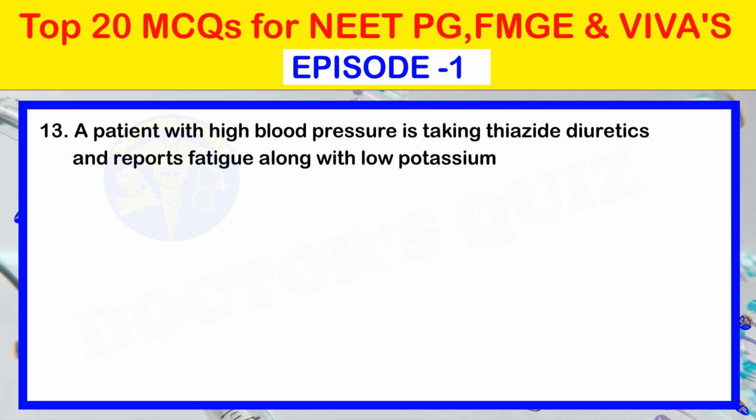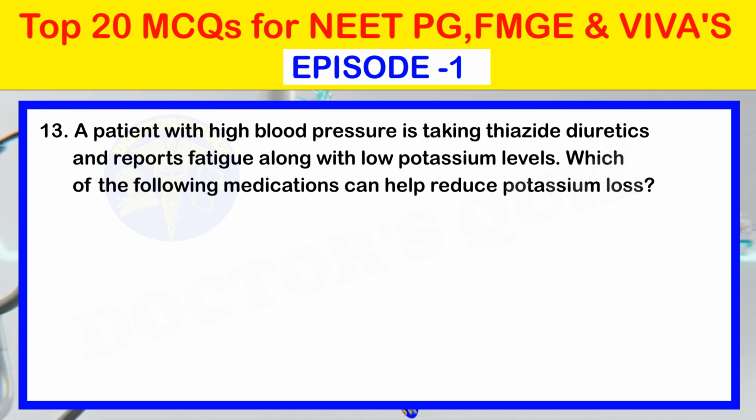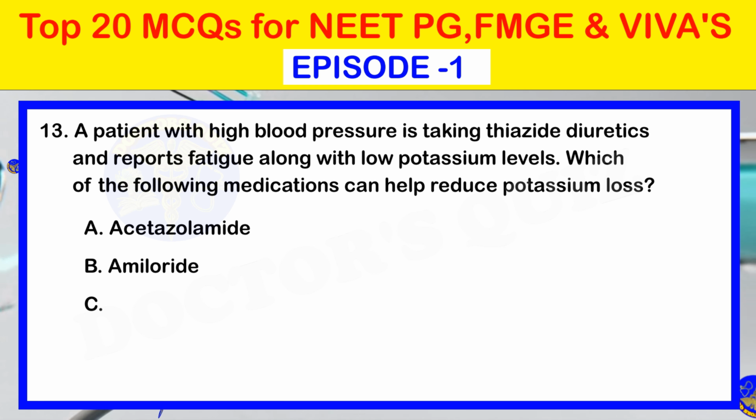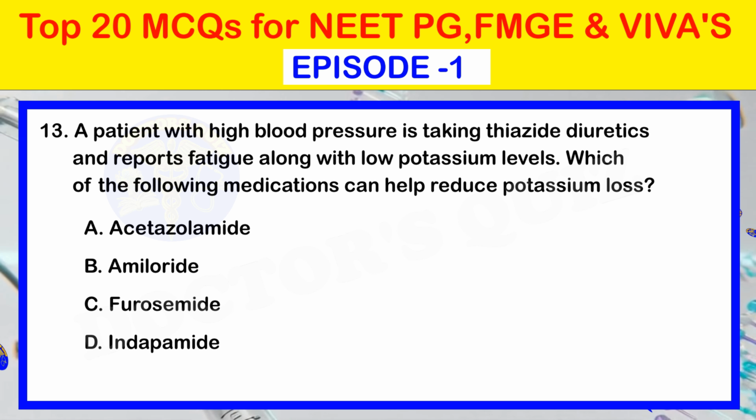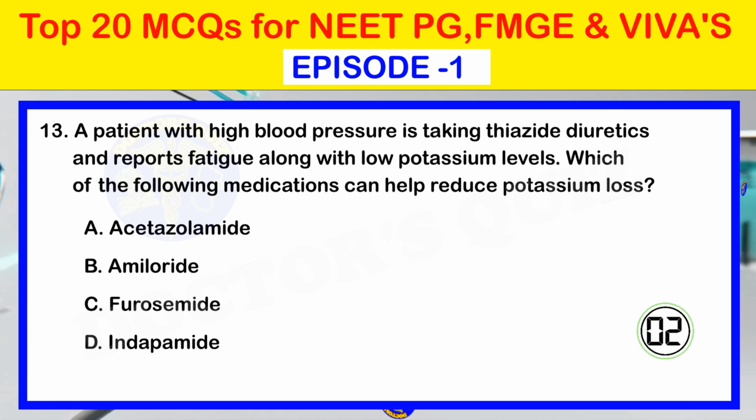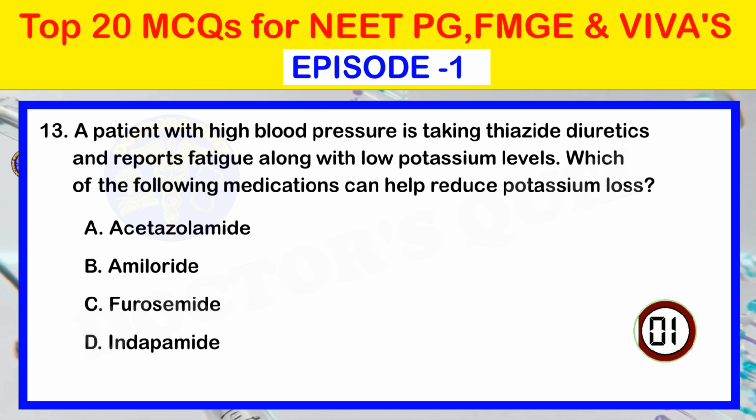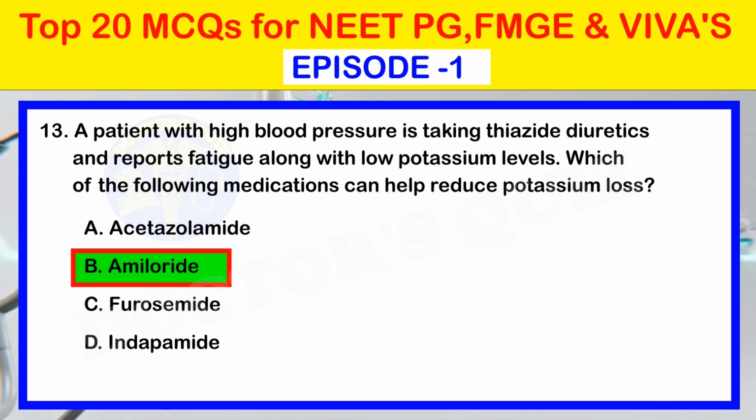A patient with high blood pressure is taking thiazide diuretics and reports fatigue along with low potassium levels. Which of the following medications can help reduce potassium loss? Options are acetazolamide, amiloride, furosemide, or indapamide. Answer is option B, amiloride.